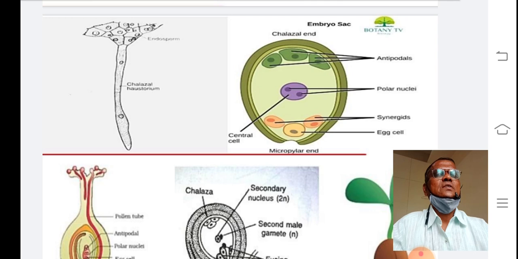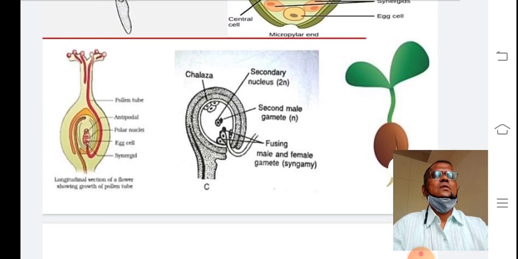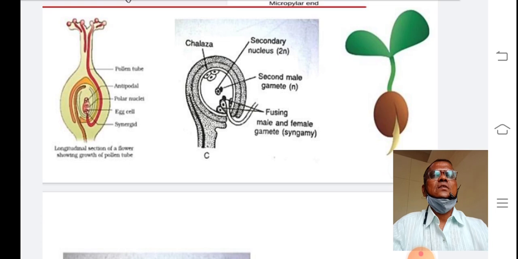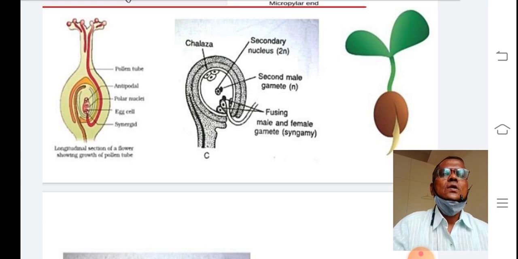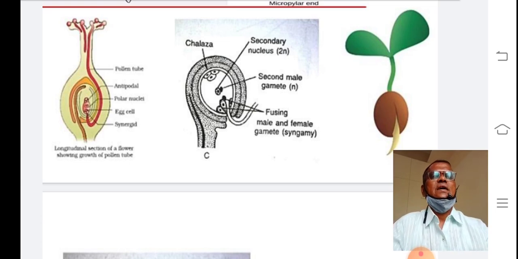The diagram is the same. You see the 8-nucleated embryo sac: above 3, basal 3, synergids and the egg cell, the 3 antipodal cells, and the 2 polar nuclei. Then this is our standard diagram, showing how the ovule and ovary are arranged.